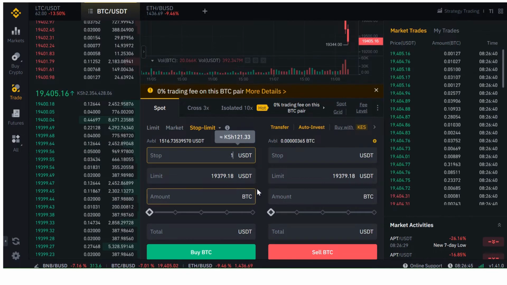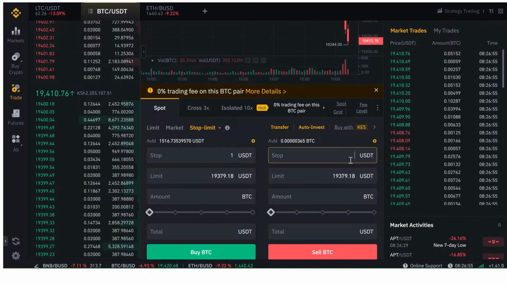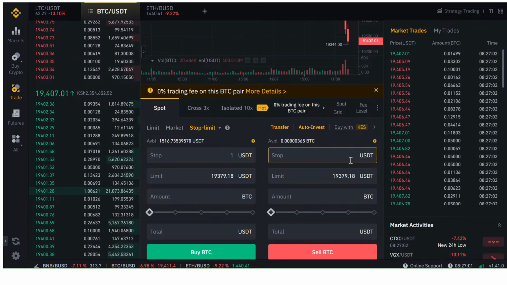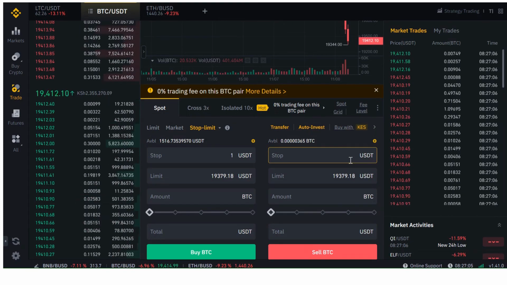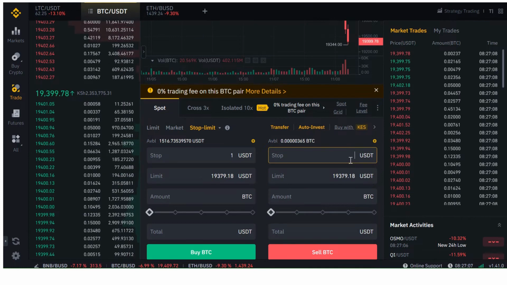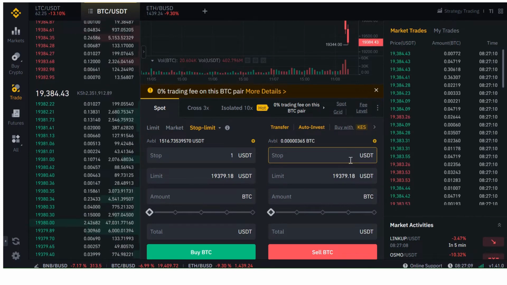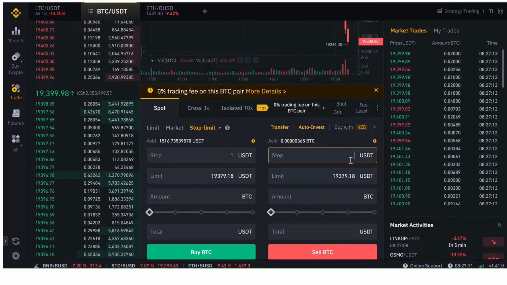Once you buy your crypto, apart from setting the stop limit, you can also set your take profit. Maybe you bought at 19,400 and you want to sell at 19,500. You can put the selling price immediately, and once that price is achieved, it will automatically sell your coins.